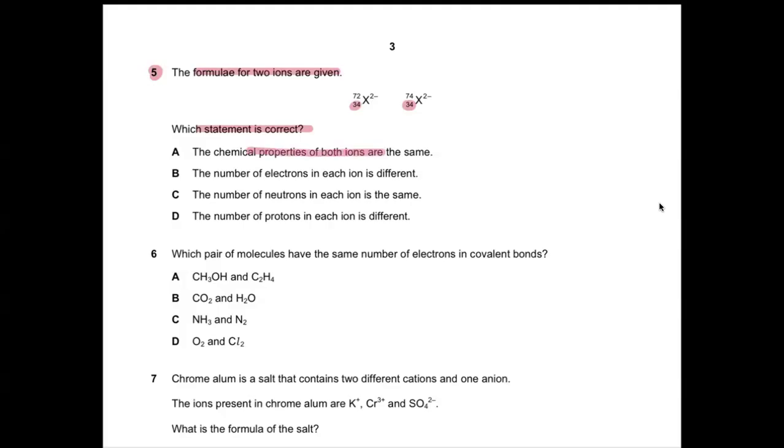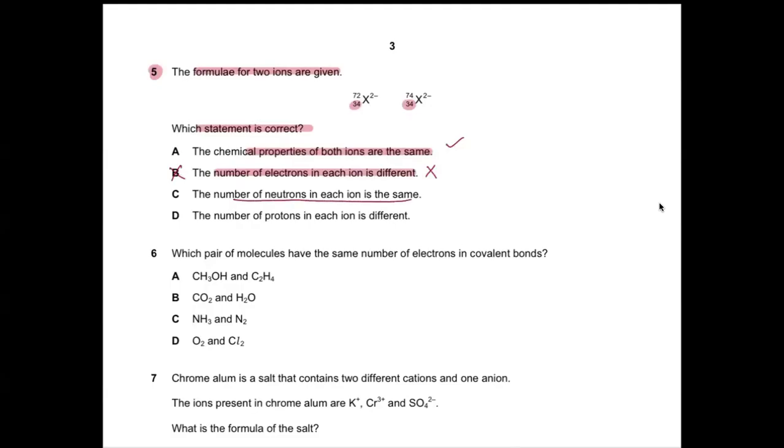The chemical properties of both ions are the same. Yes, they are going to react exactly in the same manner. A is correct. The number of electrons in each of the ions is different. No, their electrons are exactly the same because 34 and 2 minus means 36 electrons. So they both have the same electrons.